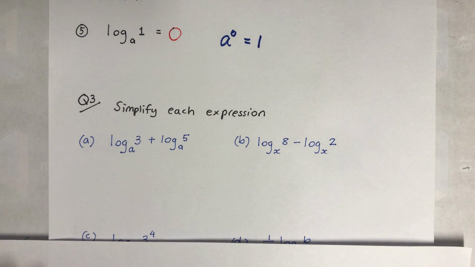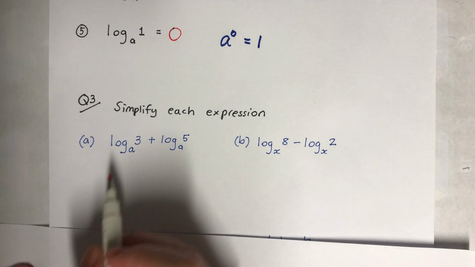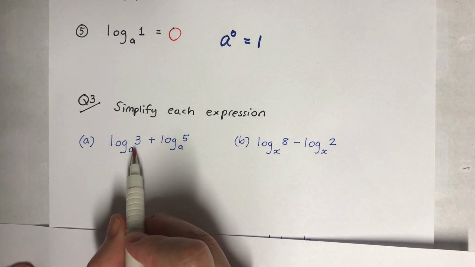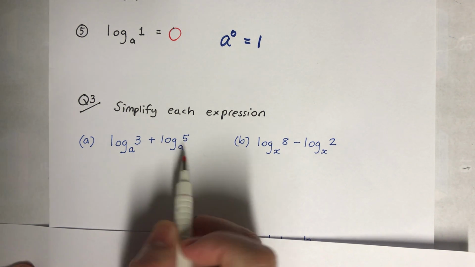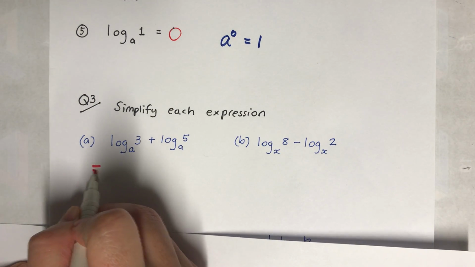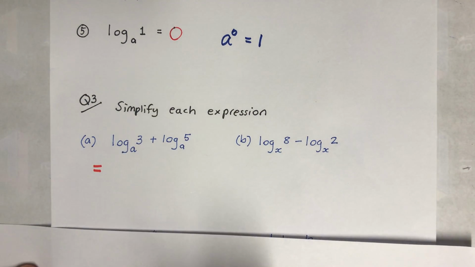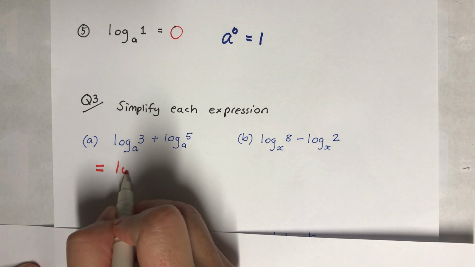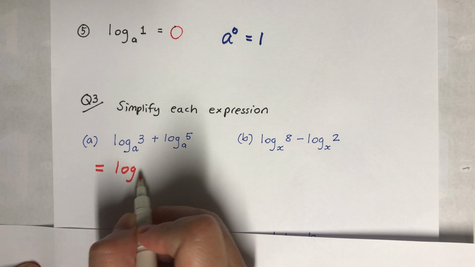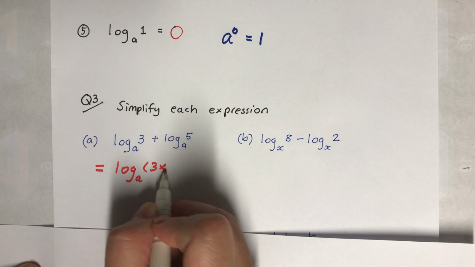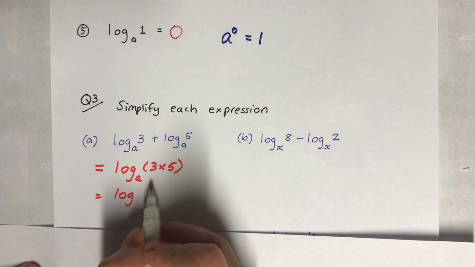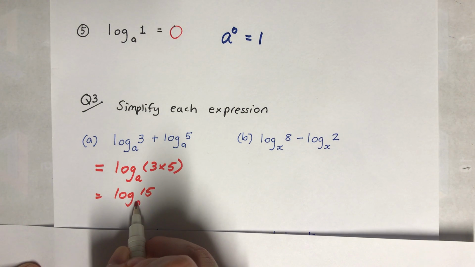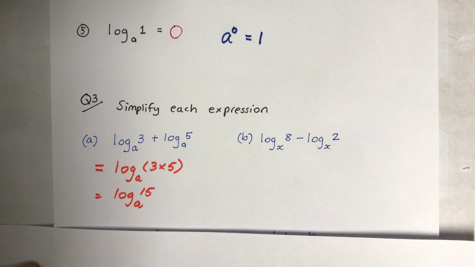First one, log of 3 to base a plus log of 5 to base a. So remember, you can't just add them together. So this one will be times, isn't it? So log of something to the base a. Now you're going to have to times this. Okay, so that means log of 15 to base a. Okay, so that's not too bad.